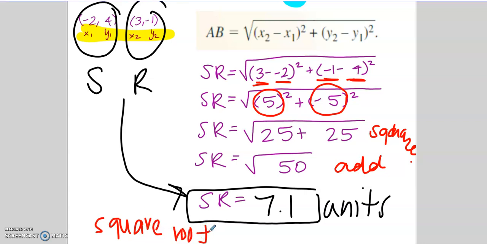There they are. Okay, awesome job, guys. That's the distance formula. You are going to do some practice next. Great job.